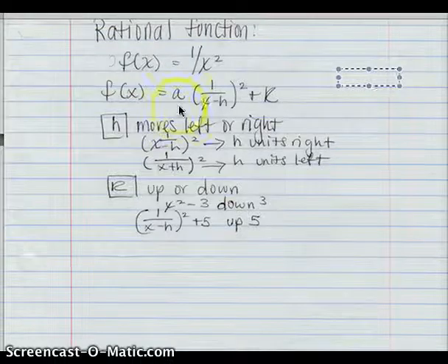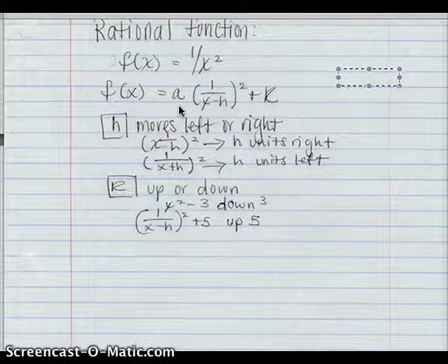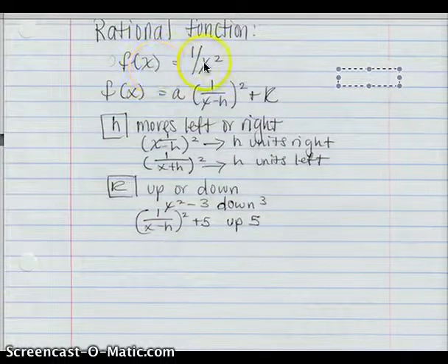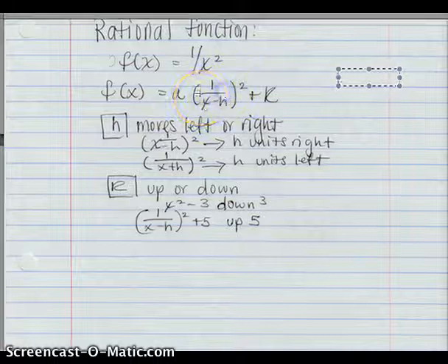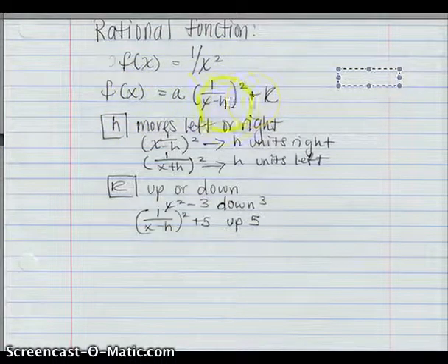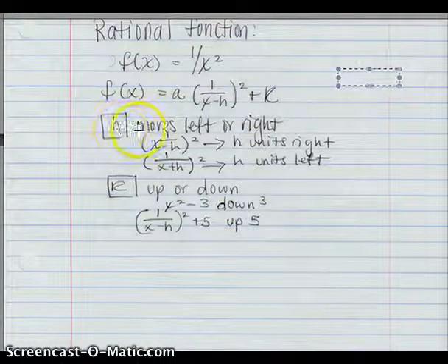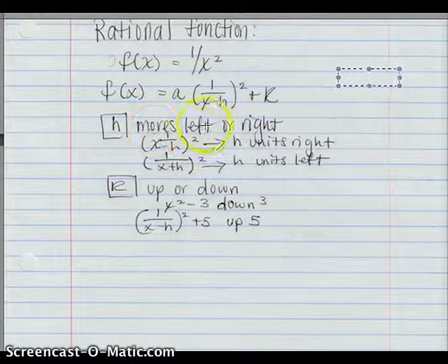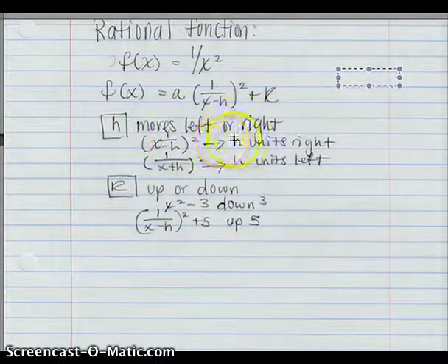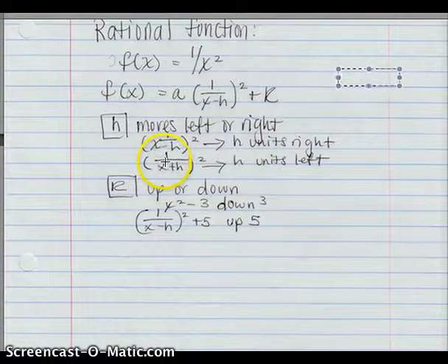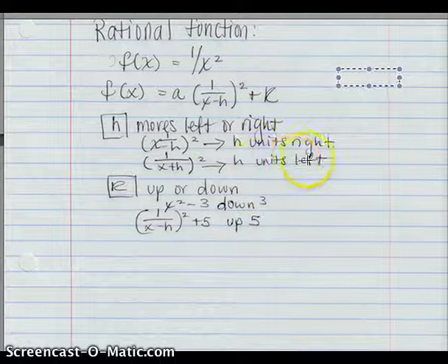Okay, so in order to put the rational function into its equation, the original equation was 1 over x squared, and the second one shows how we can put it into an equation. The h tells us whether the graph has moved left or right from the starting point 0, 0. As you can see, 1 over x minus h is how many units went to the right. The next one, 1 over x plus h, is how many units the graph went left.